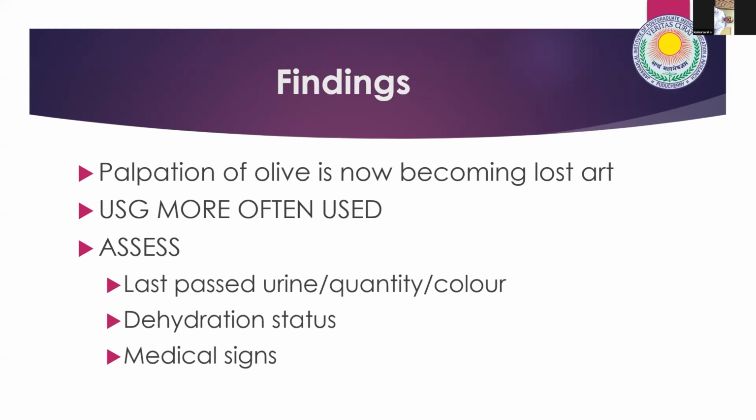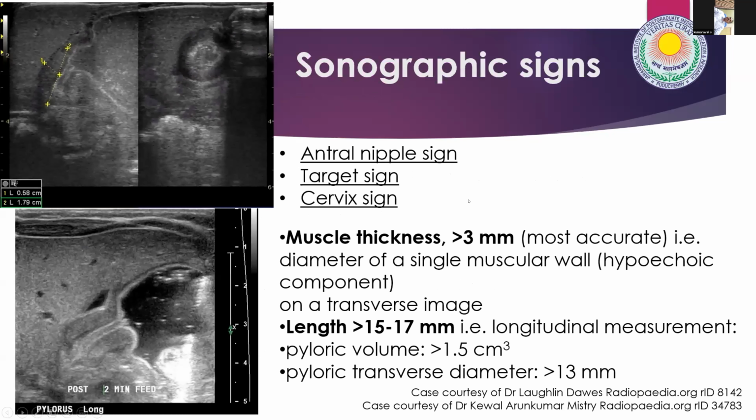USG is more often used nowadays as the diagnostic mode, and we also need to assess how dehydrated the child is, and of course all the medical signs to differentiate it from a medical problem. Sonographic signs are plenty: the target sign, the cervix sign, and the antral nipple sign. Here's the antral nipple sign, which is clearly seen.